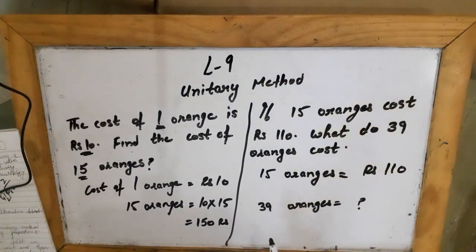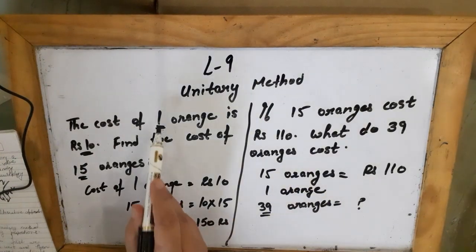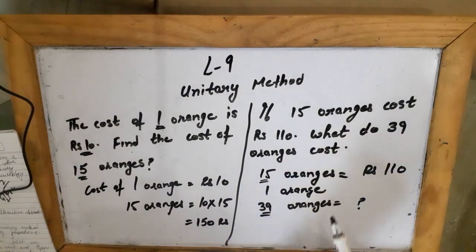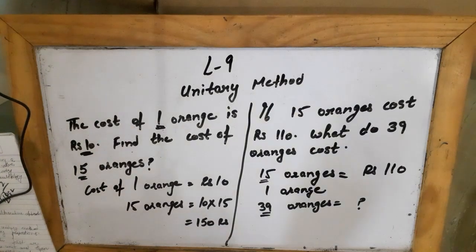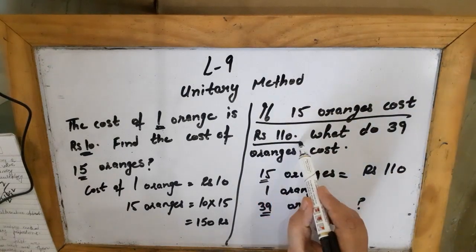Now I know that if I have to find the cost of more oranges, I have to multiply. But I can find out the cost of 39 oranges only if I know the cost of one orange. Now the cost of one orange is not given. Here I was given the cost of one orange, so it was easy for me to find out the cost of more oranges. But here the cost is given of 15 oranges and they're asking also of more. They have not given me the cost of one orange. So in this, what we will do is first I will find the cost of one orange by the information which is given to me here.